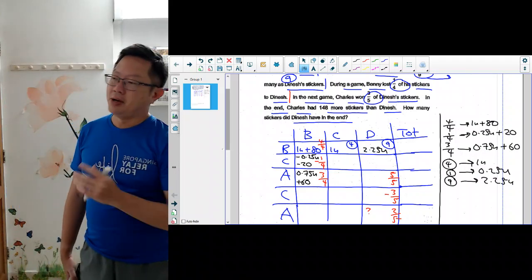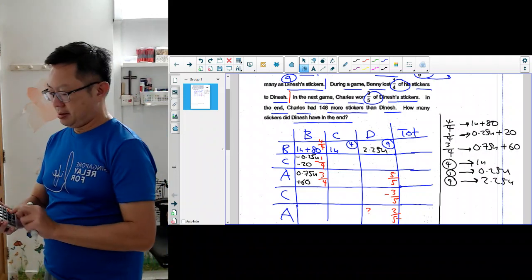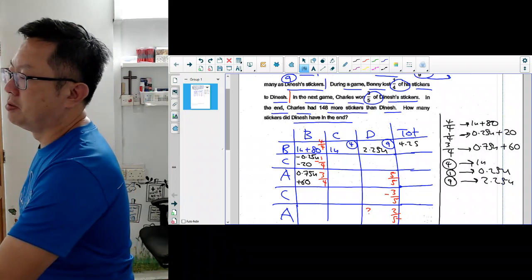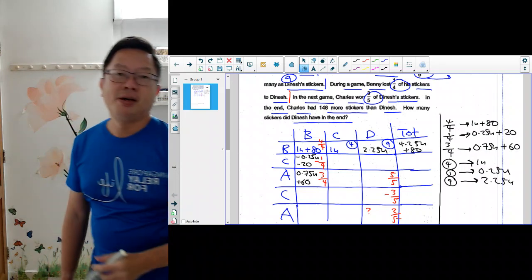Okay, and if you add all their units together, what do you get? You will get 1 unit plus 1 unit plus 2.25 units. That will be 4.25 units and 80. So that is the total they have at first.